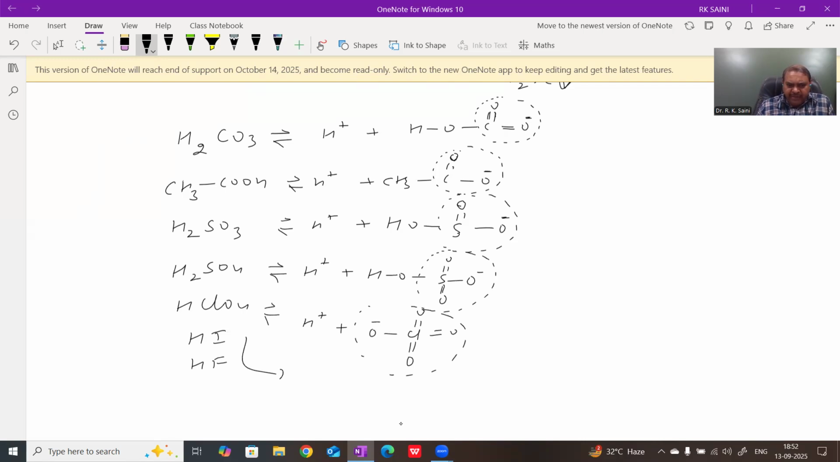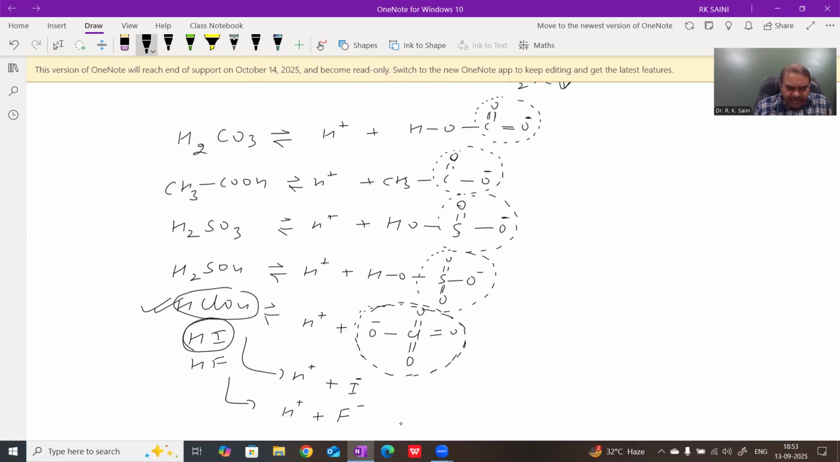In the case of HI, there is no dispersion of negative charge, but it has less bond energy. In the case of HF, there is no dispersion of negative charge, but it is a highly electronegative element. Perchloric acid has the most stable conjugate base due to resonance. Therefore, it is a strong acid.